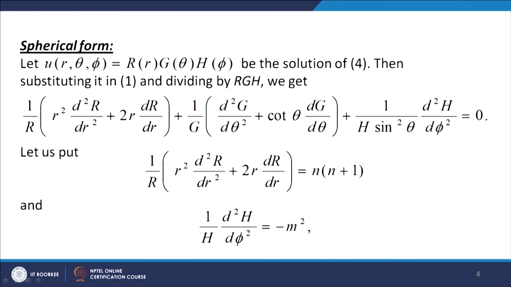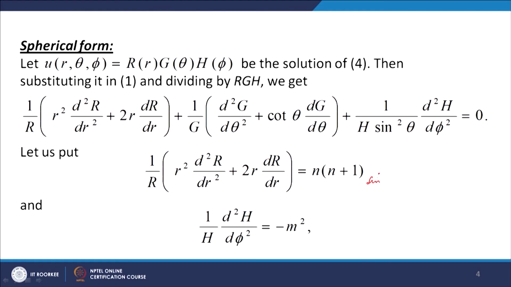You can easily verify that what we get is 1 over r squared d squared R over dr squared plus 2r dR by dr, plus 1 over G d squared G by d theta squared plus cot theta dG by d theta, plus 1 by H sin squared theta d squared H by d phi squared. Now, this equation can be written by multiplying it by sin squared theta. So, when you multiply by sin squared theta, what do you get?